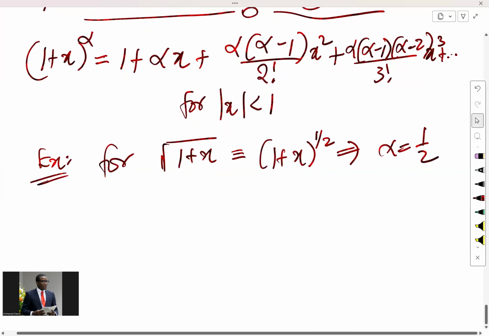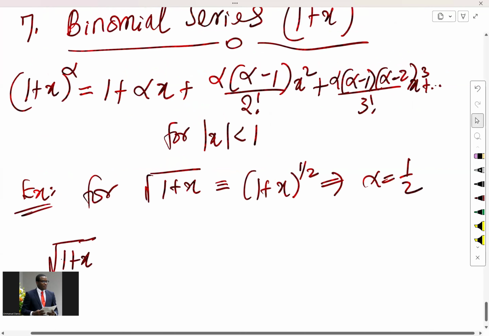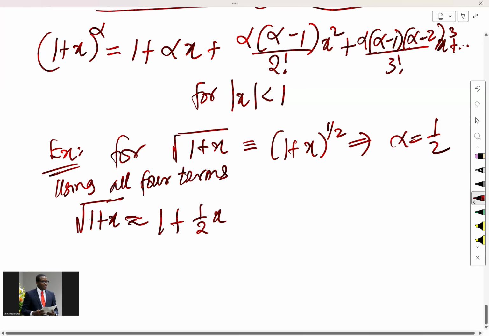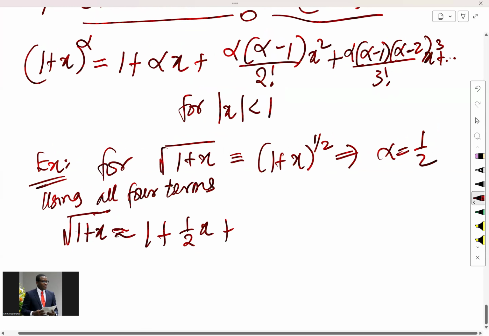So if you want to evaluate this now, you have square root of 1 plus x, and you want to use all 4 terms, so alpha is half. So you have square root of 1 plus x is approximately 1 plus, alpha is half, so you have half x plus, let's even say plus, so you have half.